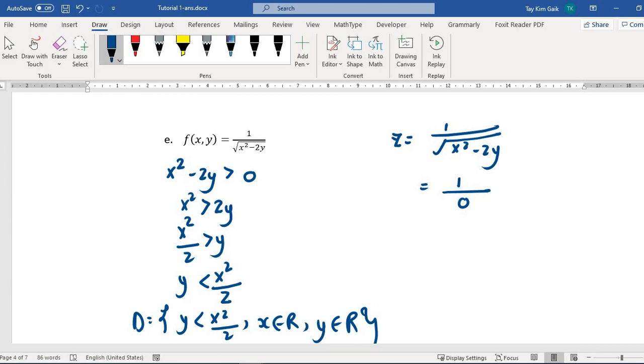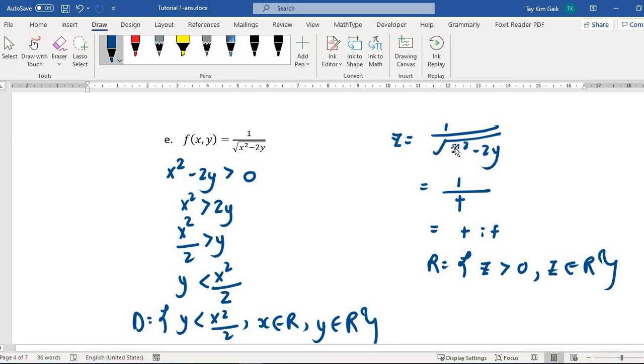Because they cannot have 0, we get infinity. That's why we said this square root is only positive. So 1 divided by a positive value, that's why your z is actually only a positive value. Okay, that's why the range is a positive value. Z is greater than 0, where z is a member of real numbers.